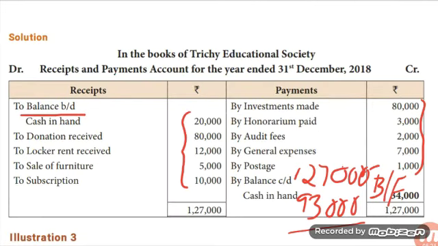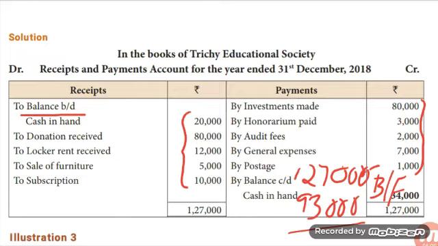Then find the balance. Find the total of debit side. Debit side total is 1,27,000. Then find the total of credit side. Credit side total is 93,000. Then debit side is greater. Find the difference. 34,000 is the difference. Write the difference on the lighter side. That means on the credit side, and write by balance carry down. What is it? It is the closing balance of cash in hand.